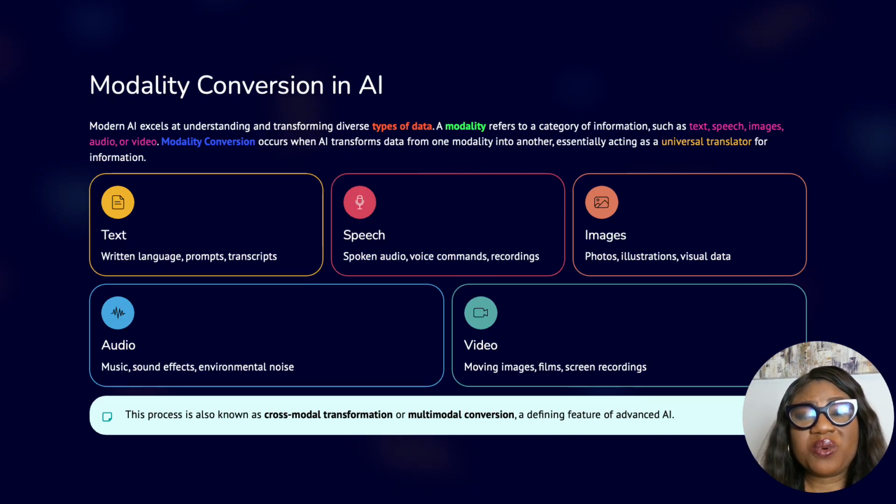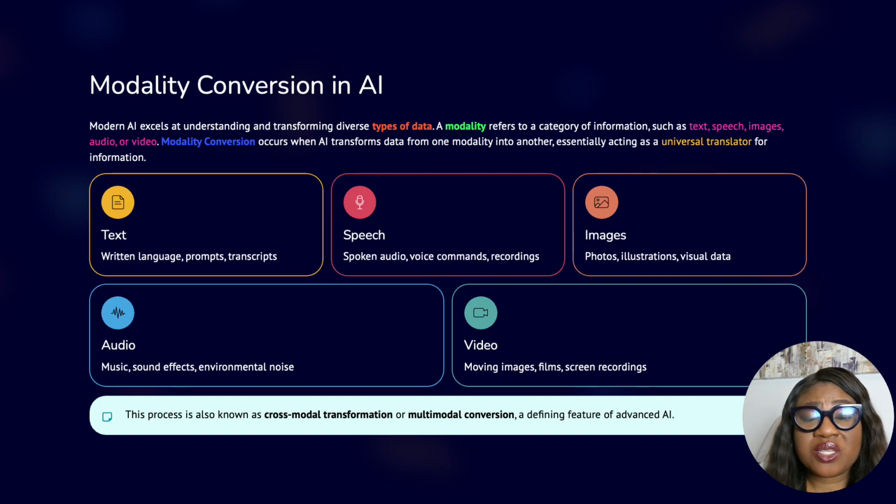When we're talking about a multimodal AI, we're talking about an AI that can understand and process multiple types of data simultaneously. We have data in different forms. It could be text, images, audio, video, or sensor data. And these forms are the different types of data AI works with.